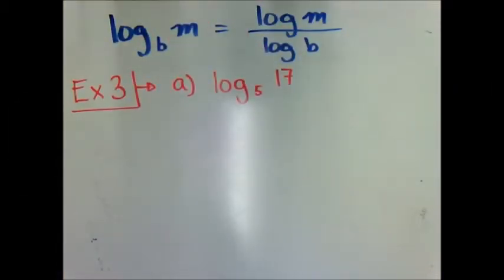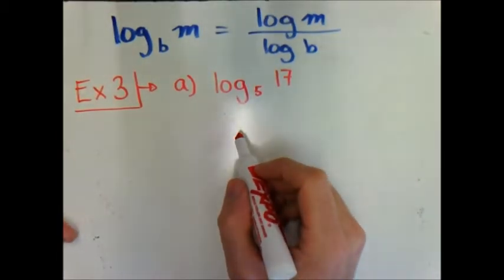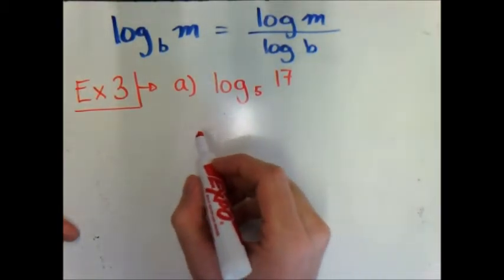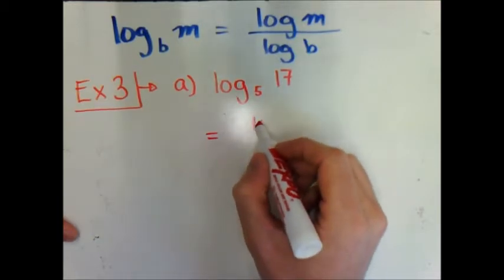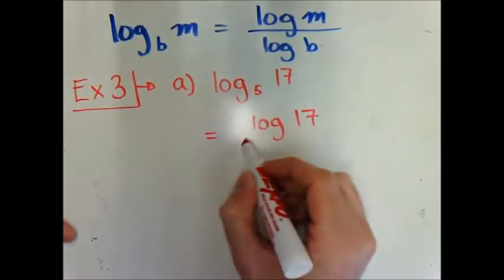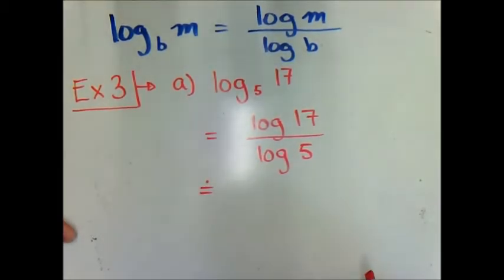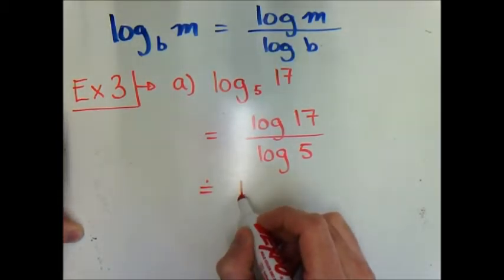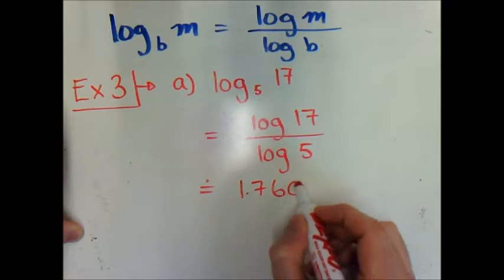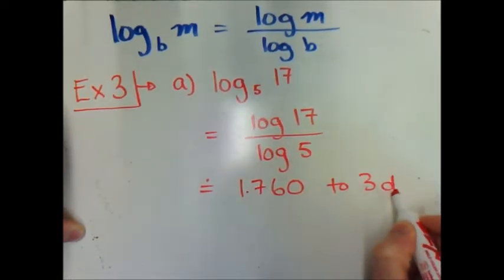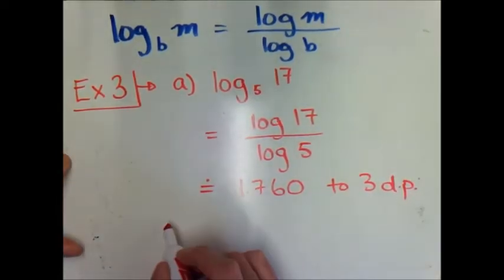In example 3, we'll be applying this change of base formula. I've written it at the top of my page so I can keep it in mind. Part a gives us the log of 17 to the base of 5. According to the change of base formula, this will be equal to the log of 17 over the log of 5. Punch that into my calculator, giving approximately 1.760 to 3 decimal places. Good.